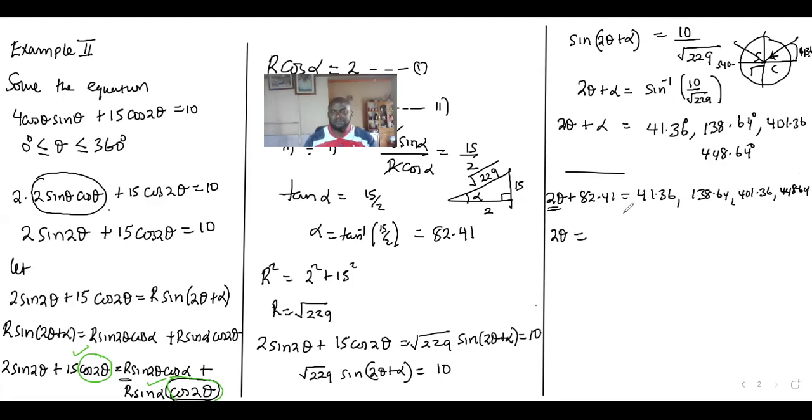Subtraction gives me 2 theta. 41.36 minus 82.41, you get a negative 41.04. 138.64 minus 82.41, you get 56.22. 401.36 minus 82.41, you get 318.96. 448.64 minus 82.41, what do we get? Someone compute that with a calculator. Yup, 366.23.